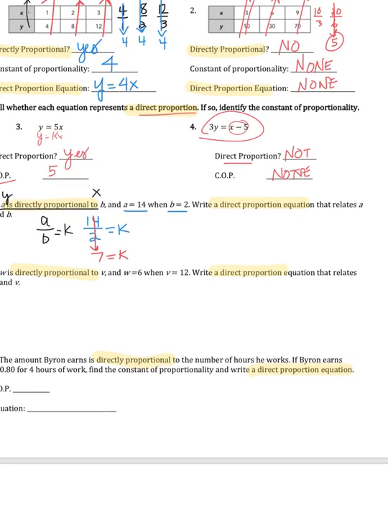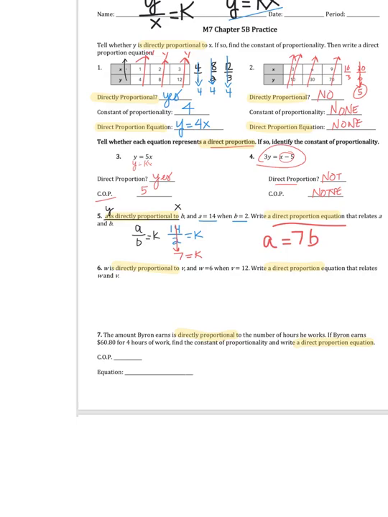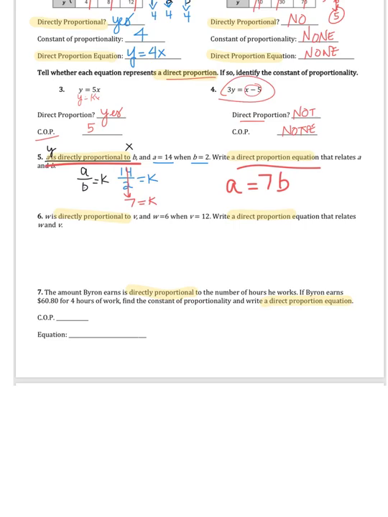So now it says write the direct proportion equation. So instead of using y and x, I'm going to use A equals 7B because I'm using A and B instead of y and x. And that's all I had to do there, was write the equation.